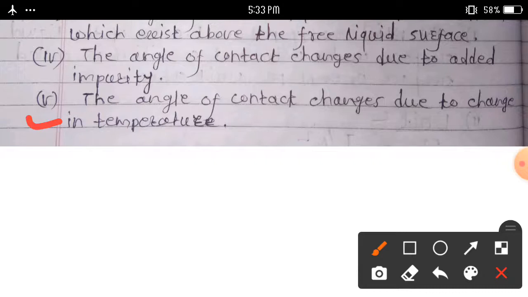Questions asked on this topic: first, define angle of contact. And state the characteristics of angle of contact.